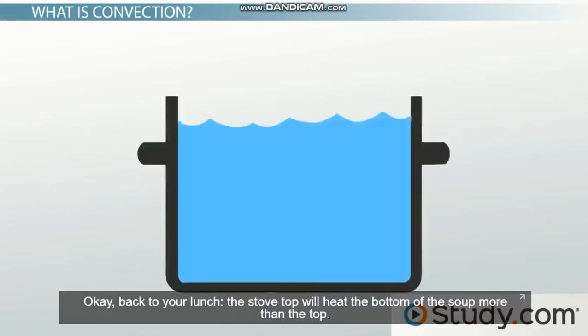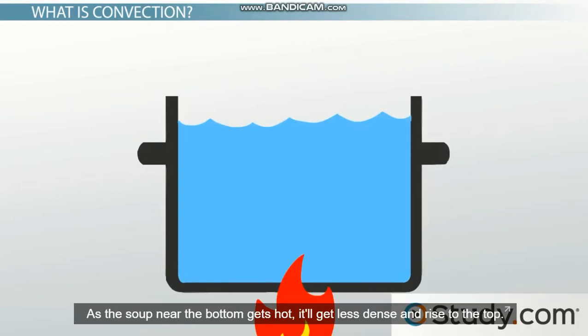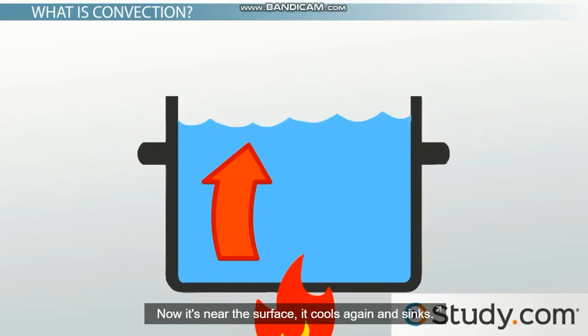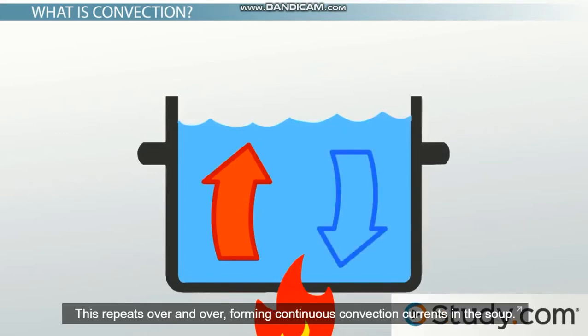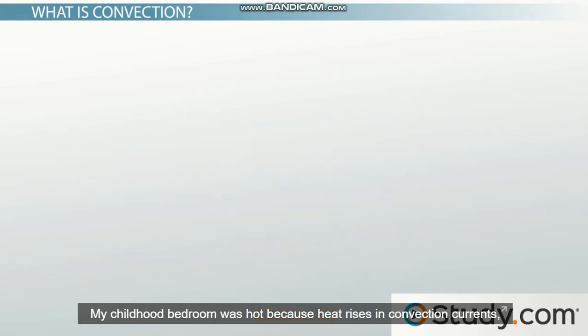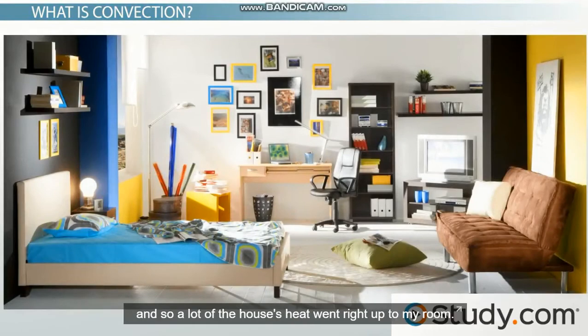Okay, back to your lunch. The stovetop will heat the bottom of the soup more than the top. As the soup near the bottom gets hot, it'll get less dense and rise to the top. Now it's near the surface, it cools again and sinks. This repeats over and over, forming continuous convection currents in the soup. My childhood bedroom was hot because heat rises in convection currents, and so a lot of the house's heat went right up to my room.